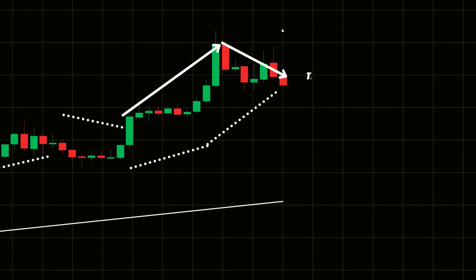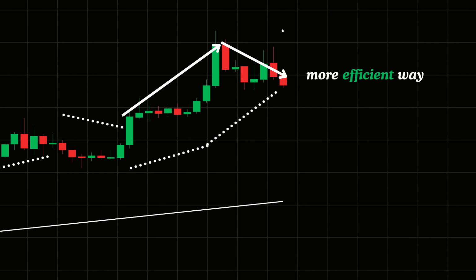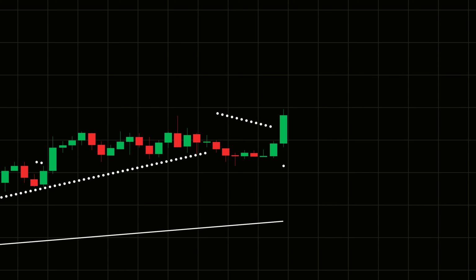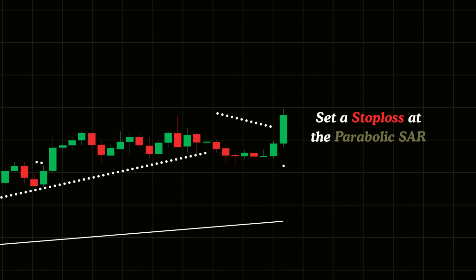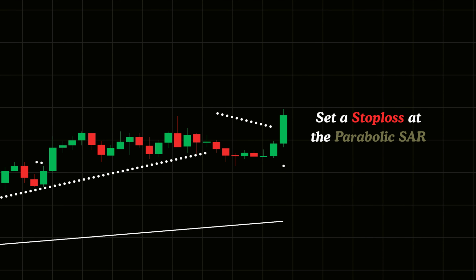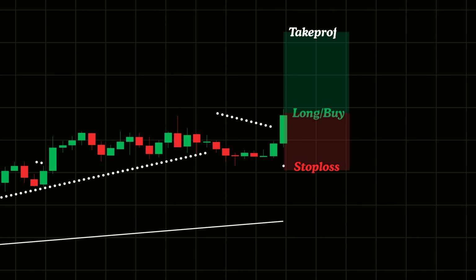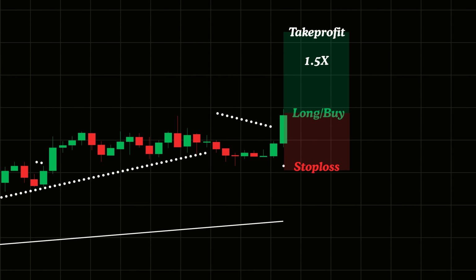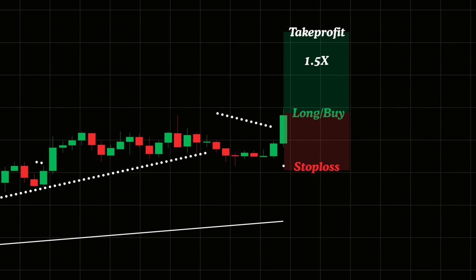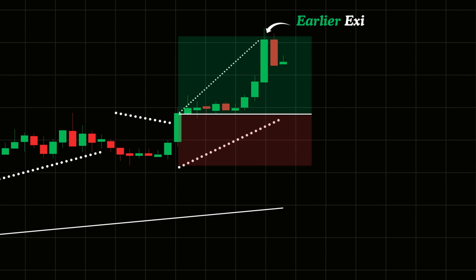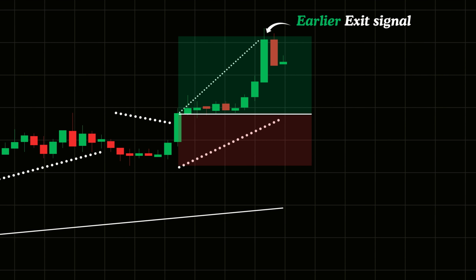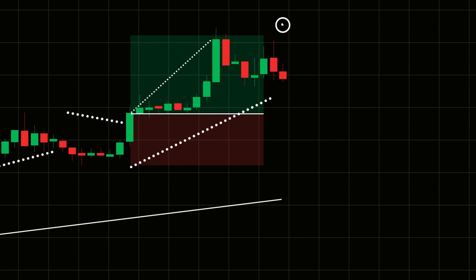So what if there's a more efficient way? Let's rewind that trade. Instead of waiting for the SAR to change sides, you can place your stop loss directly on the parabolic SAR level. So if you take a long position here, you can position your stop just below the SAR point, and for your take profit you can aim for 1.5 times your stop loss value. Then you simply let the trade unfold until one of the targets is hit, and as you can see, this method leads to an earlier exit compared to waiting for the SAR to flip positions.